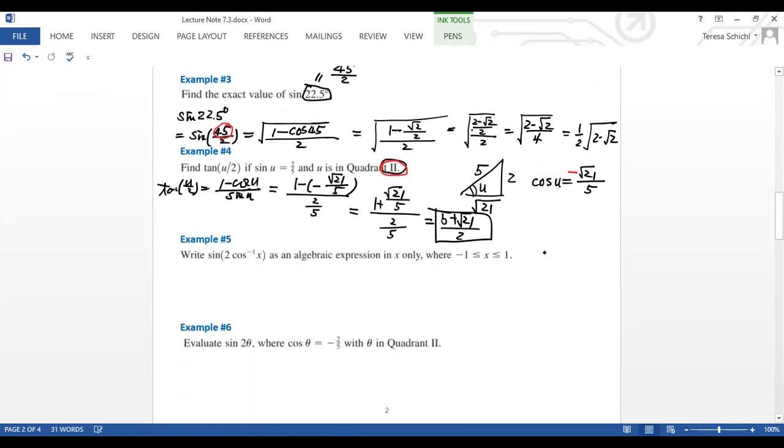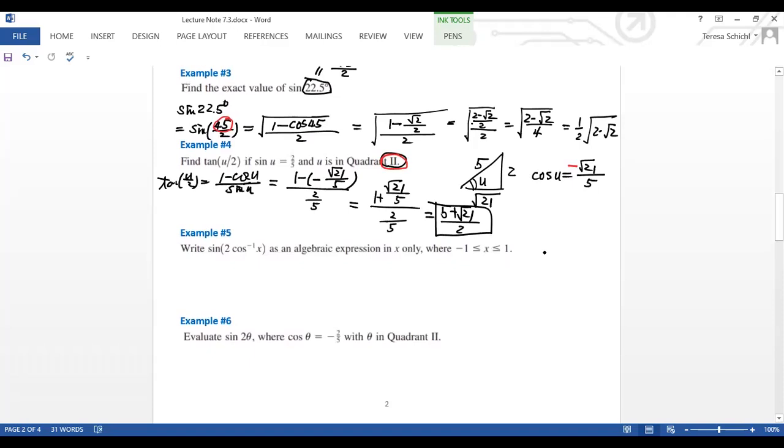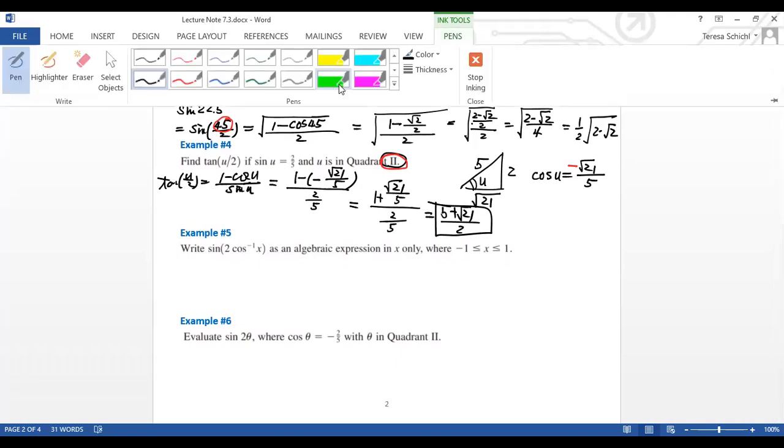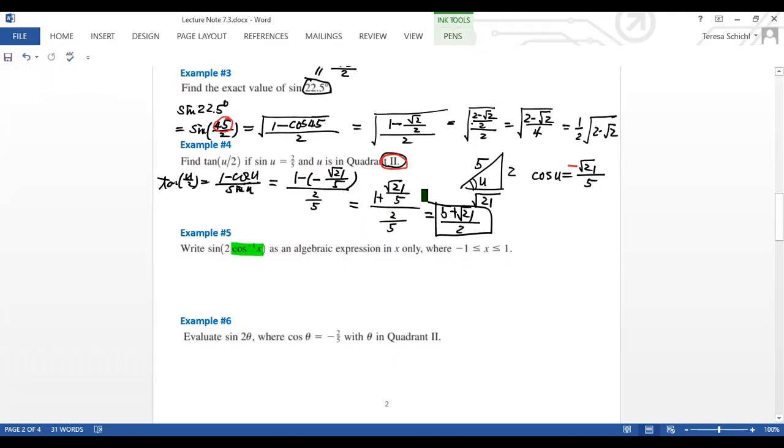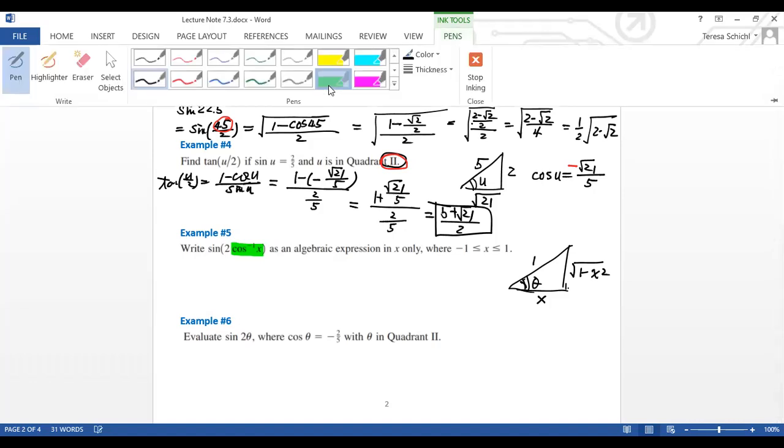All right, so now let's take a look at another example. This is sine 2 arc cosine x. This is what we learned many times. If you see arc cosine, we need to draw triangles first, right? So here, this is my theta, arc cosine x over 1. So this is x, this is 1. By the Pythagorean theorem, what is here? This is the square root of 1 minus x squared. This is the theta.